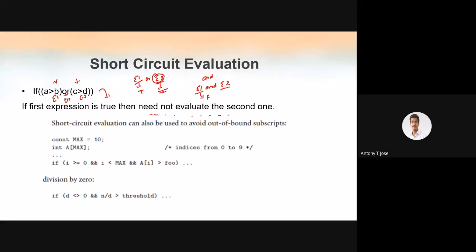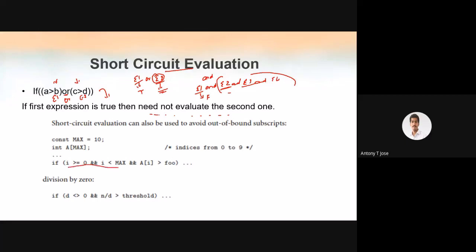This will reduce the complexity and the computation power. If it's a long line of E1 and E2 and E3 and E4, and I know that E1 is false, then I need not evaluate any other expressions. So this is called short circuit evaluation. Clear? Okay.